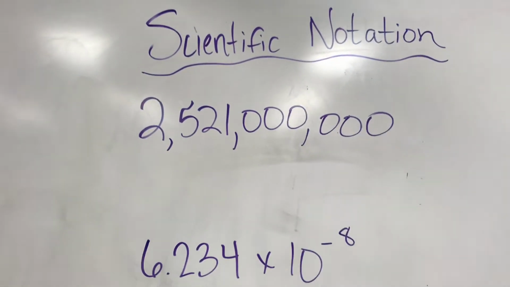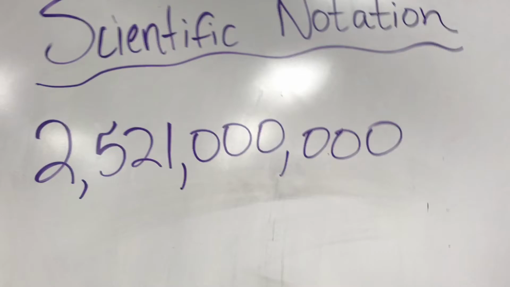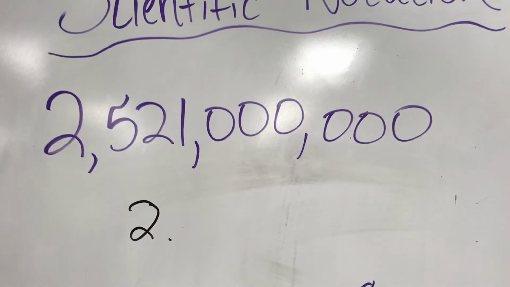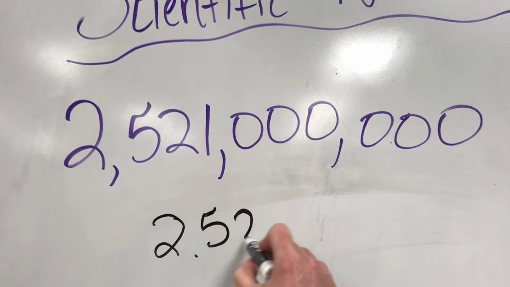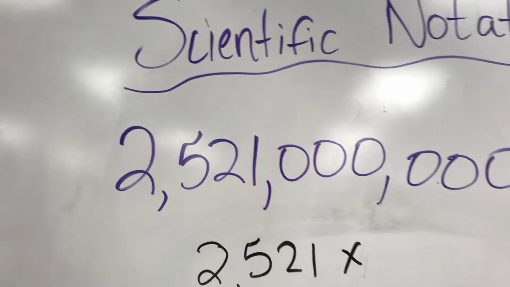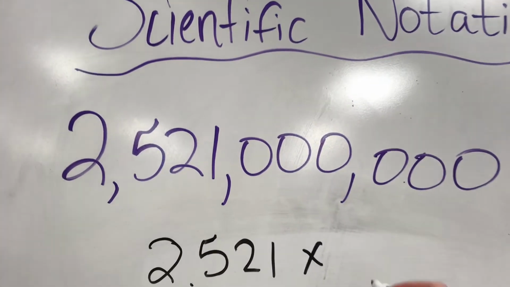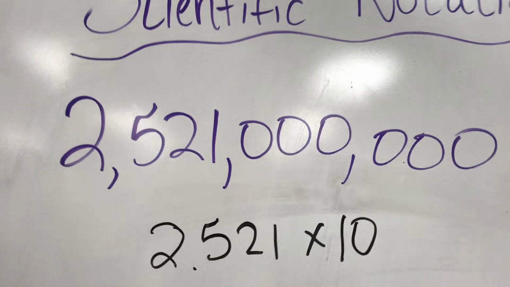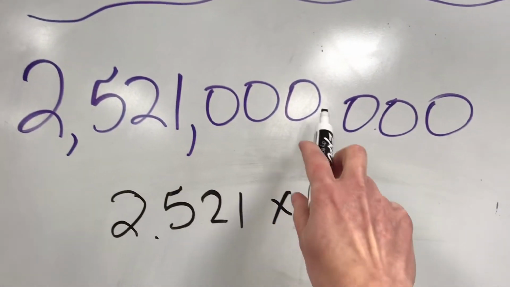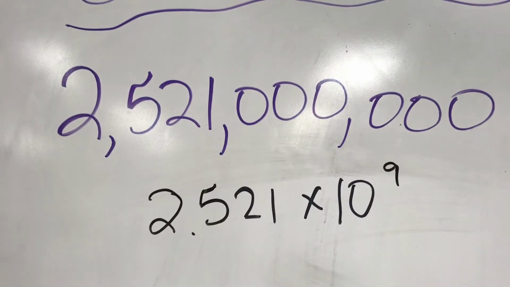There's a few more things. We're kind of running out of time. Here's scientific notation. And for scientific notation, you need to make a decimal after the first digit. Okay, and then you need to see if it is a large number, it's going to be times 10 to a positive exponent. And so you just look and see how many places you would move the decimal. So there's 3, 6, 9, so this would be 2.521 times 10 to the 9th.